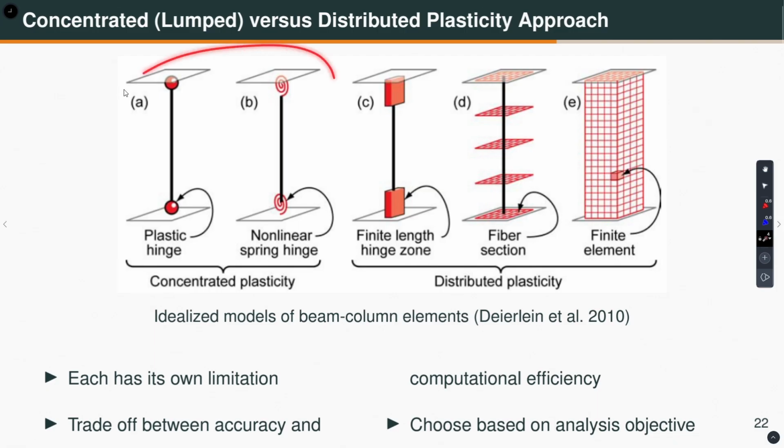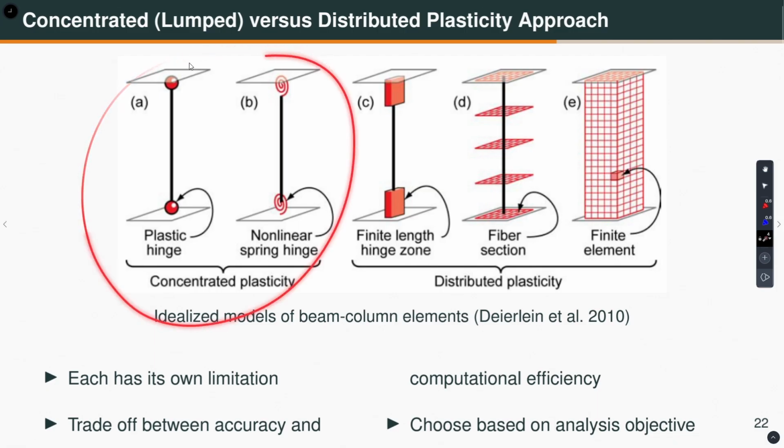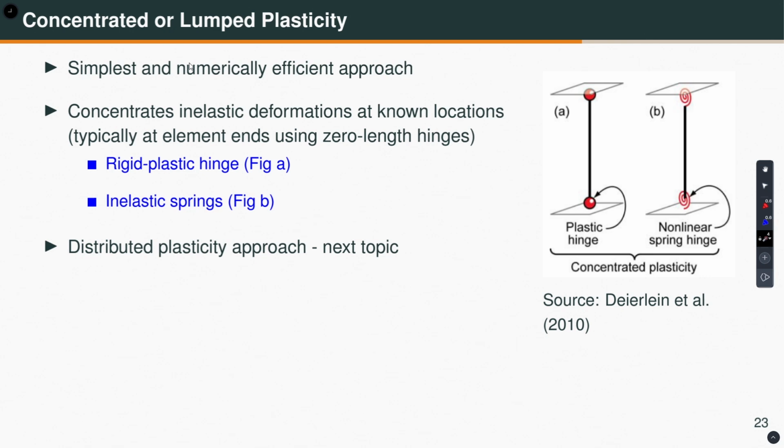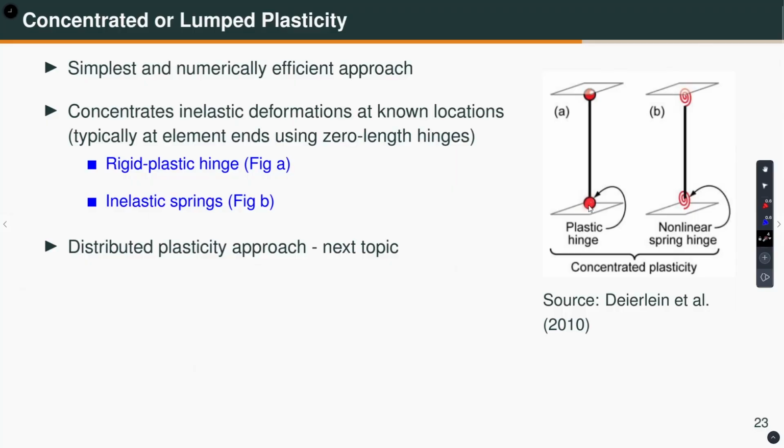Okay. So, now let me focus my attention to this concentrated plasticity approach. So, this is the simplest form of modeling nonlinearity or inelasticity in a beam column element. It is a very efficient approach, and as I discussed, we are concentrating all the inelastic deformation at a known location. Now, I know what is the behavior of my lateral load resisting system. Let us say I am talking about a moment resisting frame, right. So, I know the bending moments are maximum at the element ends. So, I will define my plastic hinges here.